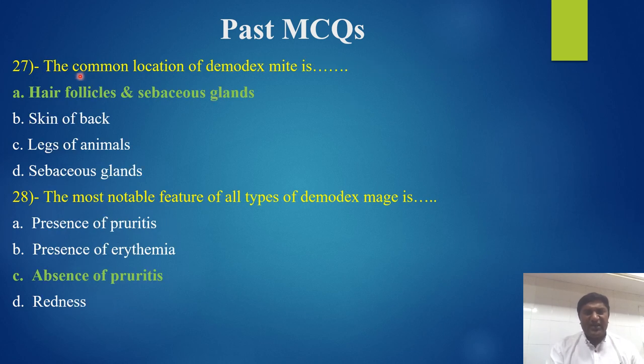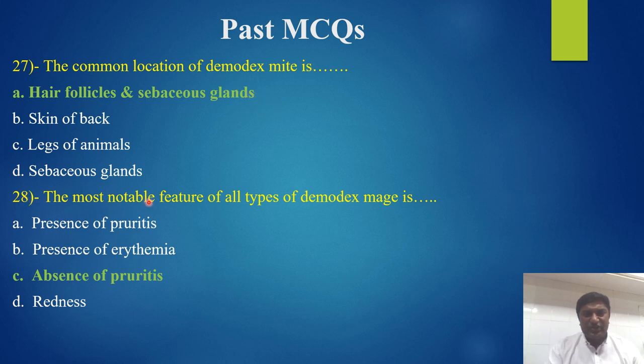Next is the common location of Demodex mite is dash. Hair follicles and sebaceous glands, skin of back, legs of animals, sebaceous gland. So the hair follicles and sebaceous glands is the best answer.